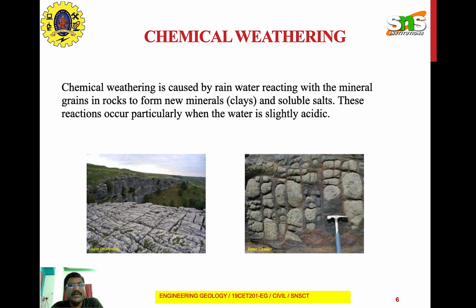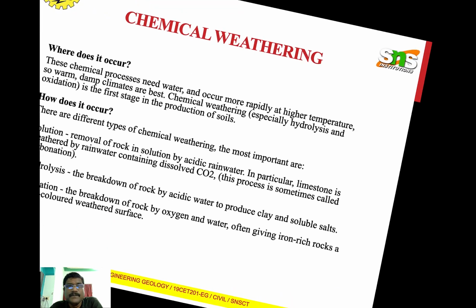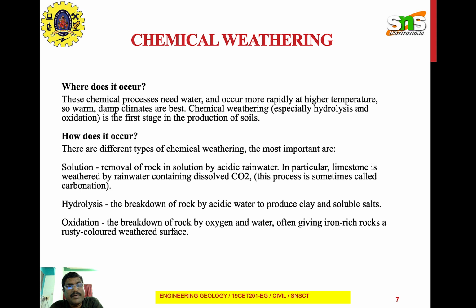These reactions occur particularly when the water is slightly acidic, because it needs that for the chemical reaction. Where does it occur? The chemical process needs water, of course, and occurs more rapidly in higher temperatures, so warm, damp climates are best. Chemical weathering, especially hydrolysis and oxidation, is the first stage in the production of soil. So how rock is formed into soil is because of chemical weathering. There are different types of chemical weathering. The most important are solution, hydrolysis and oxidation.